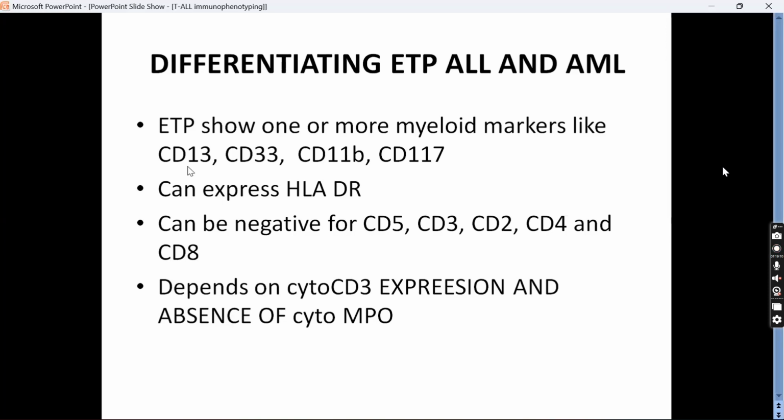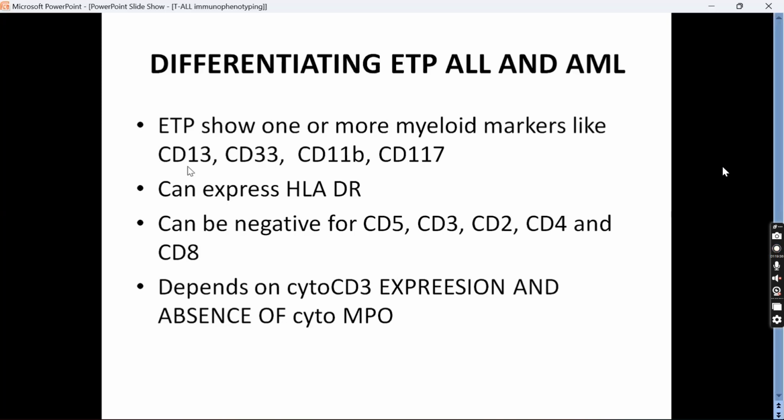How about T and B? T is there, sir. The whole ETP-ALL like picture is there, but no myeloid markers. So your point is CD7 should be positive. Cyto-CD3 is positive, correct? Yes, sir. Myeloid markers all are negative. Yes, sir. Stem cell marker is there. CD34 is there, and MPO is positive.